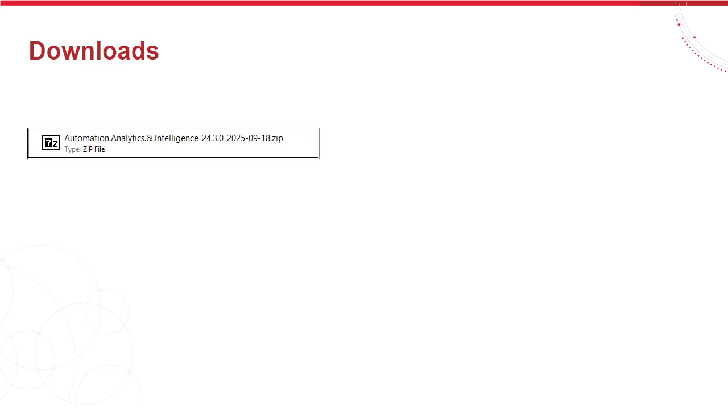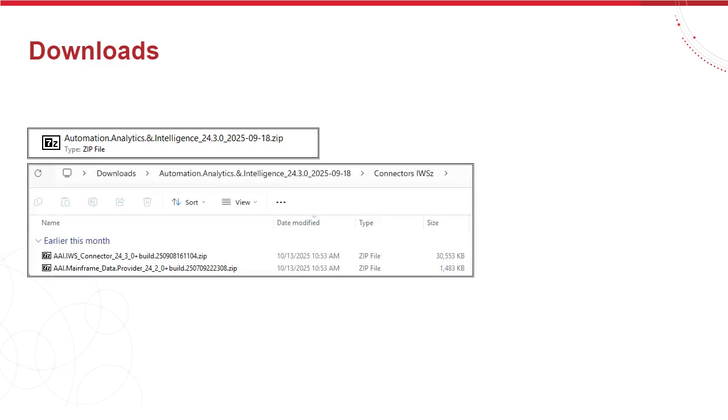These are the elements you should download from the Broadcom site in order to perform the installation. You obtain the main AAI installer package that contains all the elements, AAI files, connectors, and so forth. In the connectors folder, look for a zip file identifiable as applicable to the mainframe. The current version is labeled Data Provider.